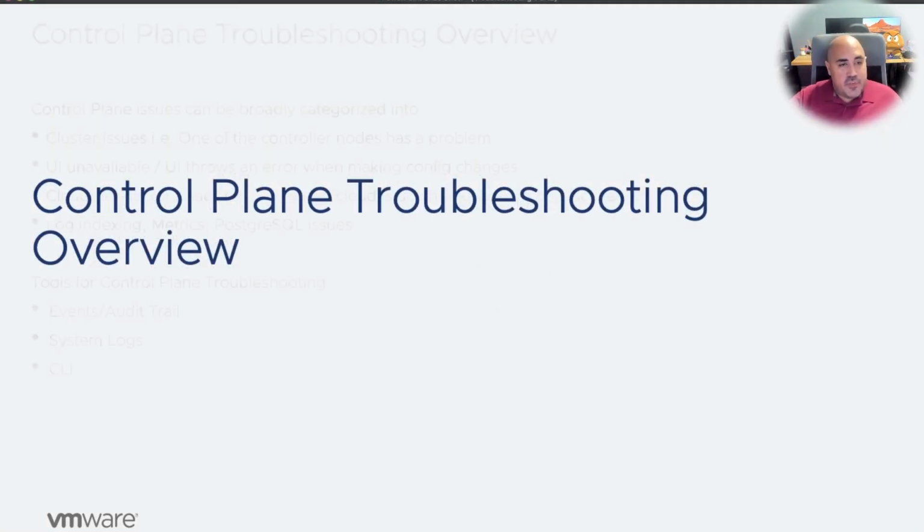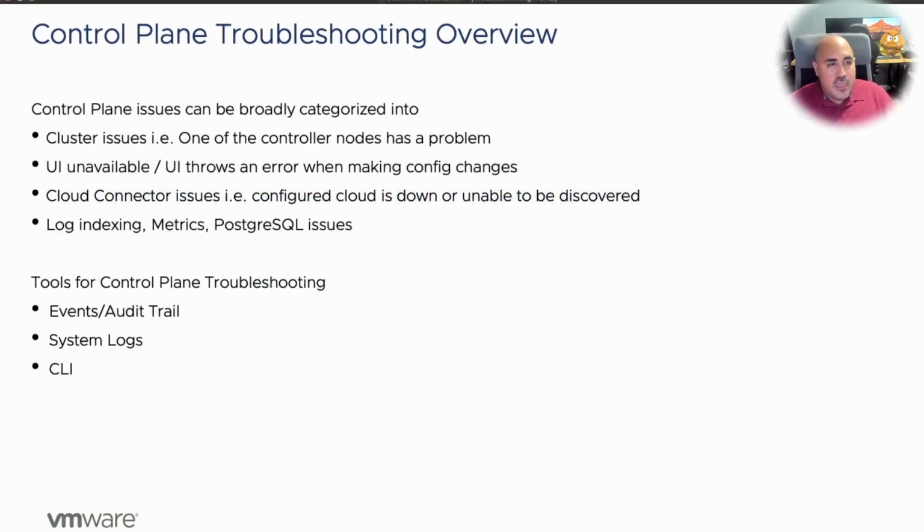Control plane troubleshooting overview. Control plane pretty much is the management aspect or management network of the product itself. This is the connectivity between service engines and controller, connectivity between the controller and its nodes if you have a 3-node cluster, etc. Control plane issues mostly relate with cluster issues. Either the controller becomes unavailable, or one of the nodes become unavailable, or the full cluster becomes unavailable.